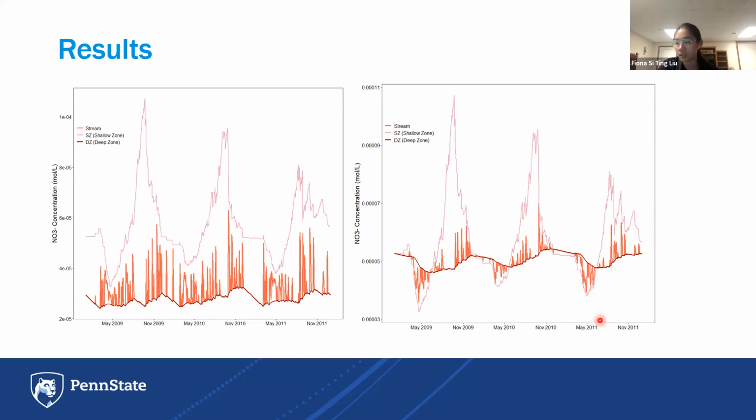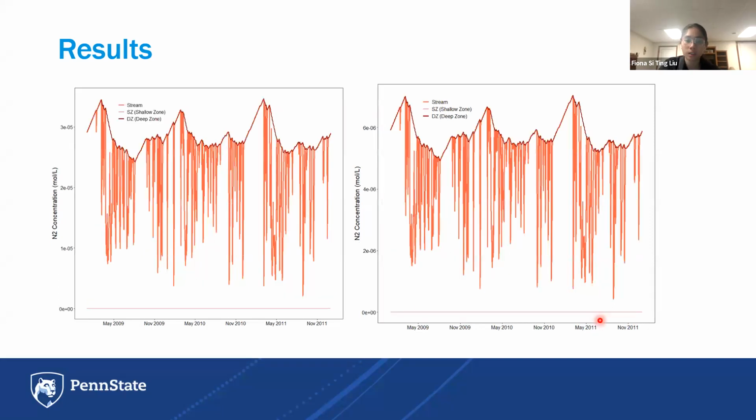And then if we do the same thing for N2, here are the plots for the N2. Once again, we have the base case on the left and then our altered scenario on the right. If we look at it, we can see that the N2 concentrations do decrease, but there is no real change to the pattern of the N2 concentration.